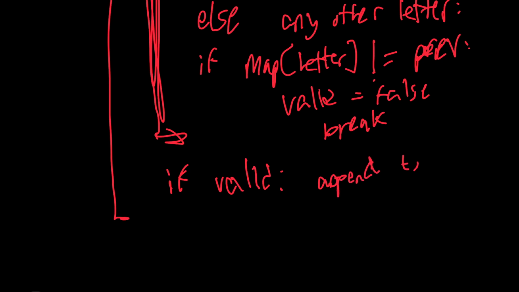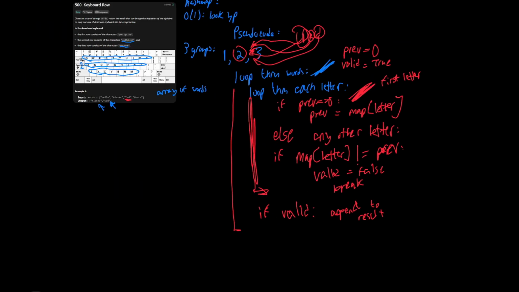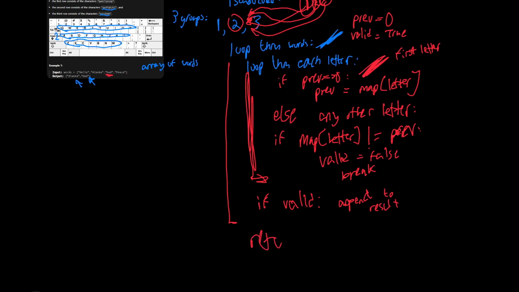Append to result. Goodness, my handwriting is terrible. Sorry about this. Okay, and then we have our result list. We basically go through and we return the result.